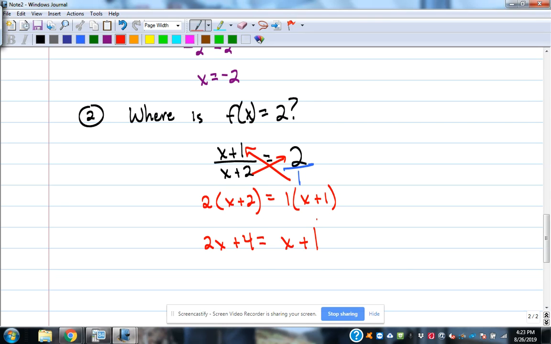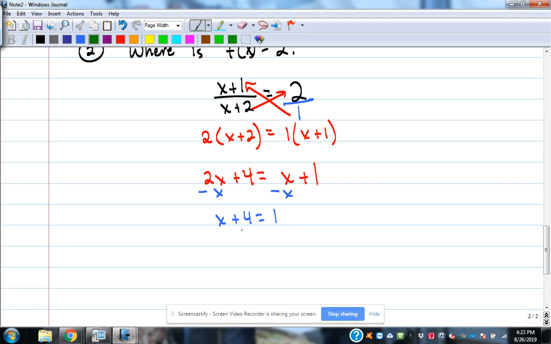And now we've got a problem. It's fairly easy to solve. We could subtract x, get x plus 4 is equal to 1, and then subtract 4, and x is equal to negative 3. So negative 3 is where f of x is equal to 2. So the x value is negative 3 for when the y value is 2.